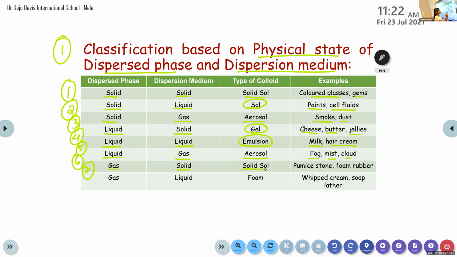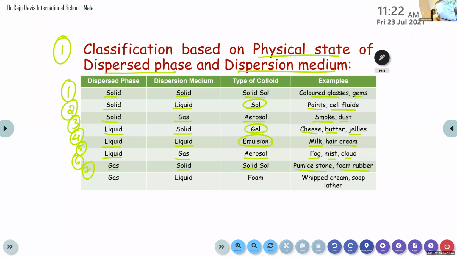The examples are pumice-stone, foam, rubber, etc. What is this pumice-stone? Pumice-stone, children? From lava. Yeah, what's the purpose of this pumice-stone? It is used on skin. Yeah, to remove the dead cells from the skin, we are using this pumice-stone. So it's a type of solid sol.